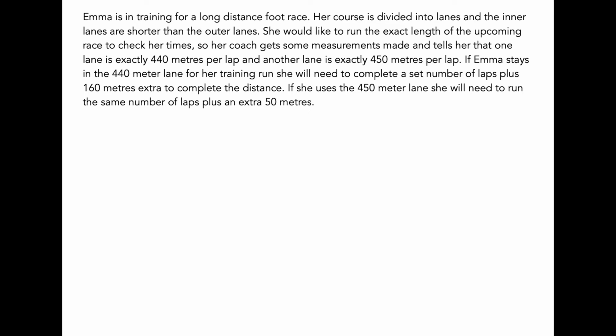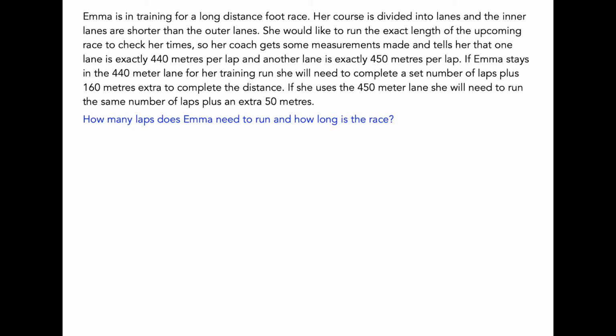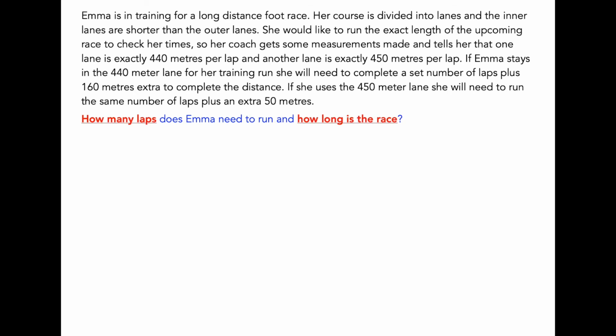If Emma stays in the 440 meter lane for her training run, she will need to complete a set number of laps plus 160 meters extra to complete the distance. If she uses the 450 meter lane, she will need to run the same number of laps plus an extra 50 meters. So the question in this little story is, how many laps does Emma need to run and how long is the race? So our two unknowns are how many laps and how long is the race.